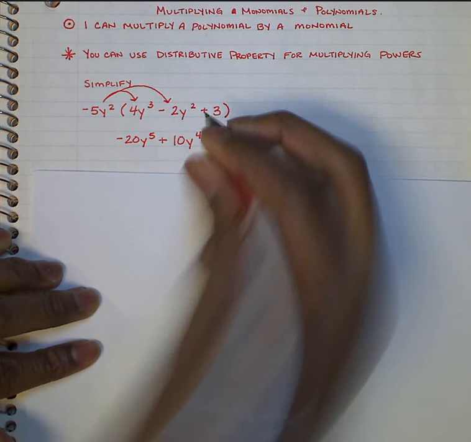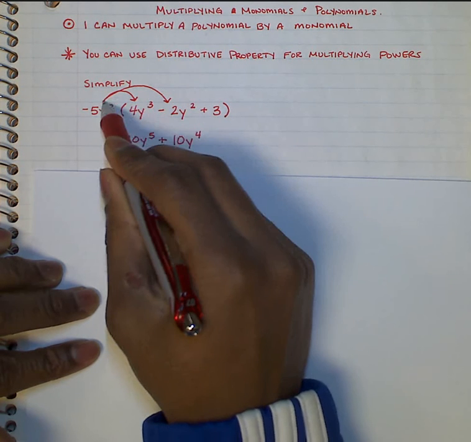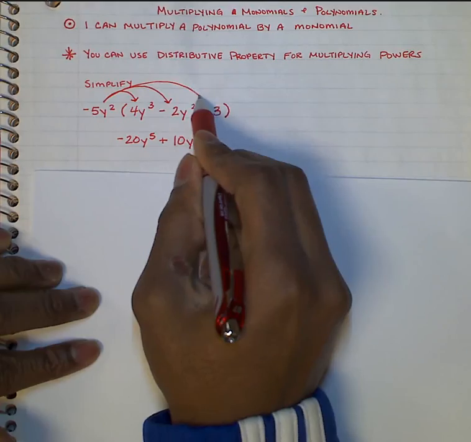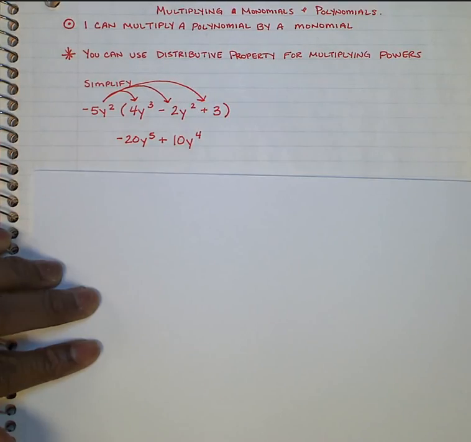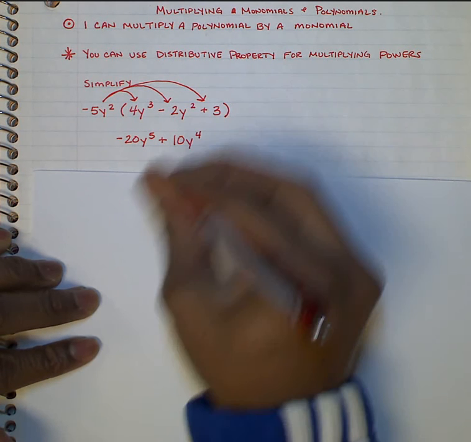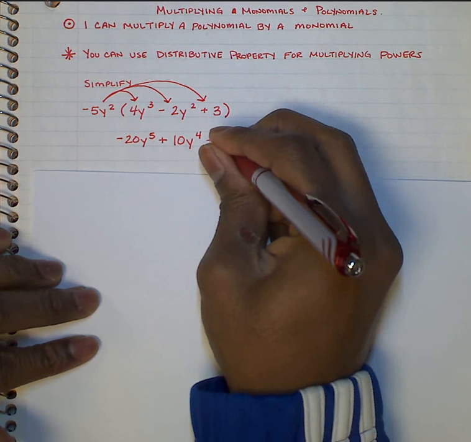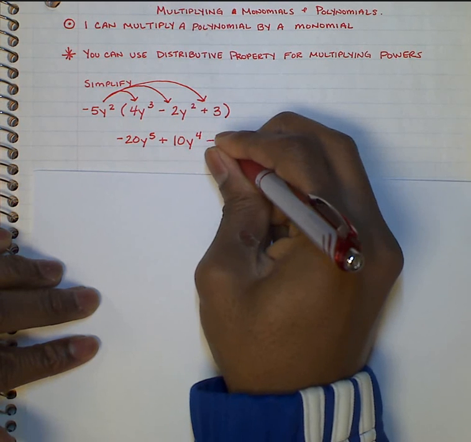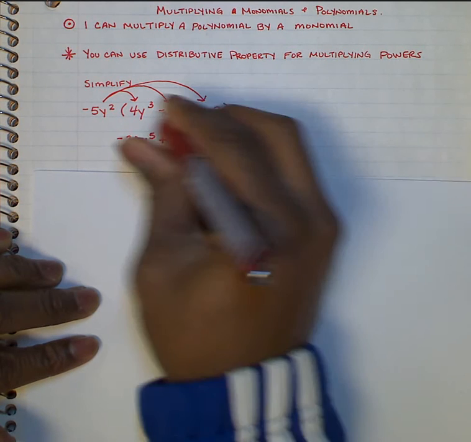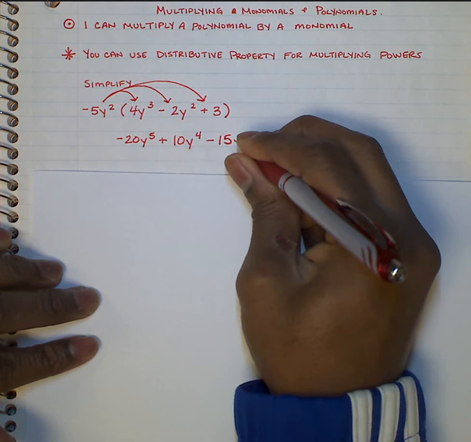And then one more here. You have negative 5y squared times 3. So negative 5 times 3 is negative 15. There's no variable here, so we just multiply that by y squared.